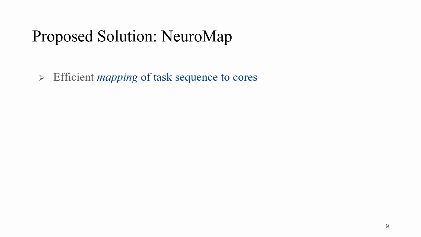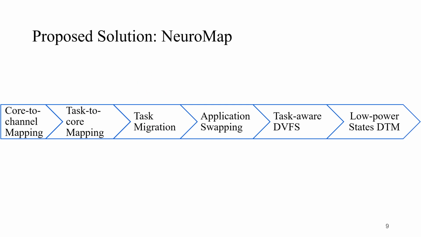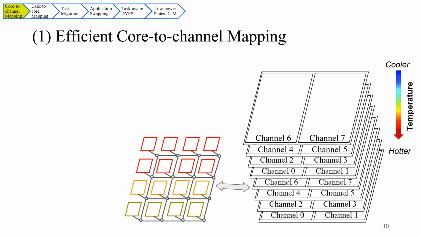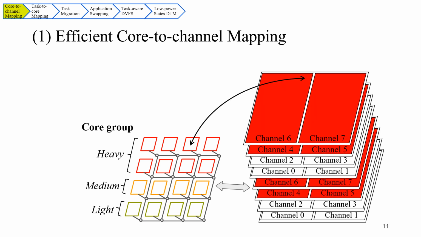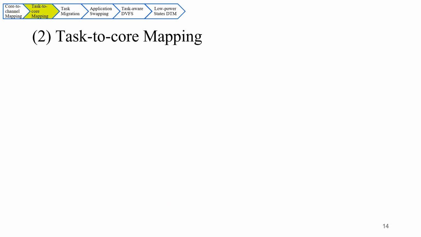We propose an efficient task mapping-based DTM policy for DNN inference that attempts to minimize the execution time and keep all channels within safe thermal limit by reducing thermal stalls. Our policy EuroMap consists of a series of optimizations which we present next. EuroMap performs efficient core-to-channel mapping, categorizing cores into three groups: heavy, medium, and light. Mapping heavy cores to top channel, medium to middle, and light cores to bottom channel, leveraging the thermal gradient across DRAM dies. Next, we perform efficient task-to-core mapping.